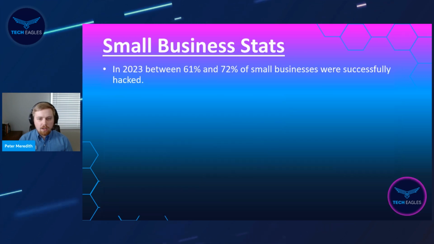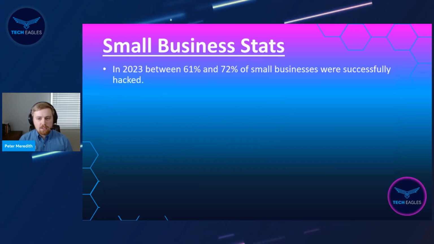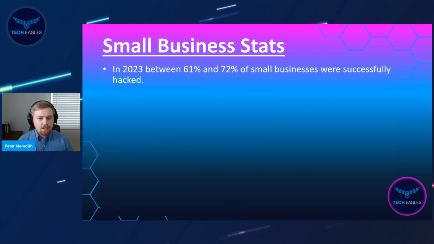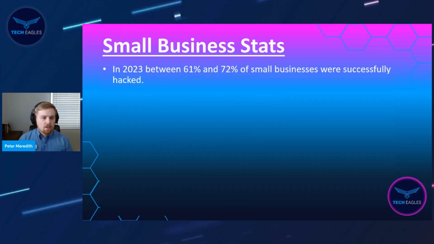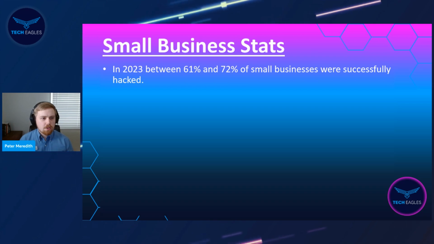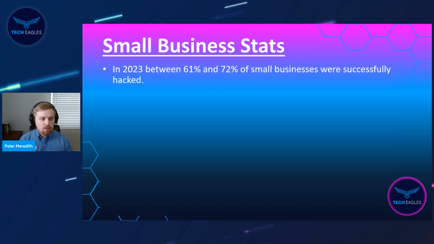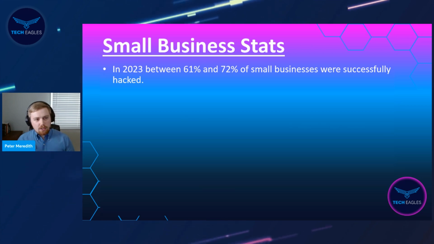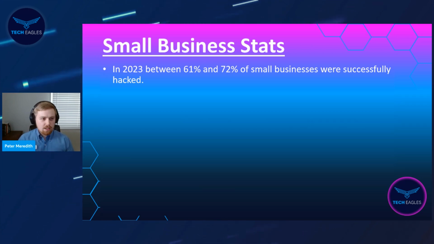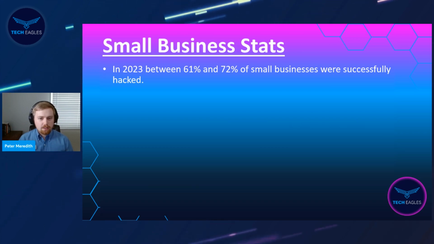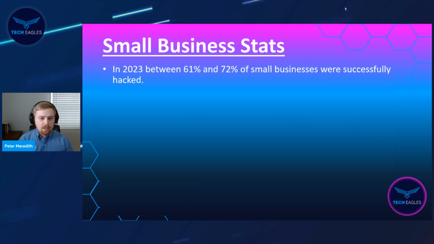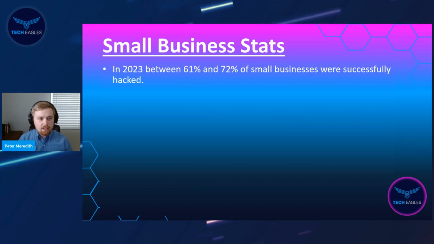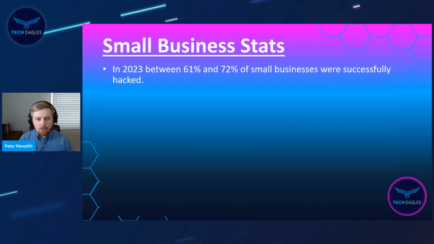So I want to provide everyone with a few of the most important statistics relevant to us as small business owners. Different reports found different numbers, but it's pretty consistent that in 2023, 61% to 72% of small businesses were successfully hacked. I just want us all to pause there. That's a big number. And in the cyber industry, we have seen this increase substantially since AI has been introduced onto the market.